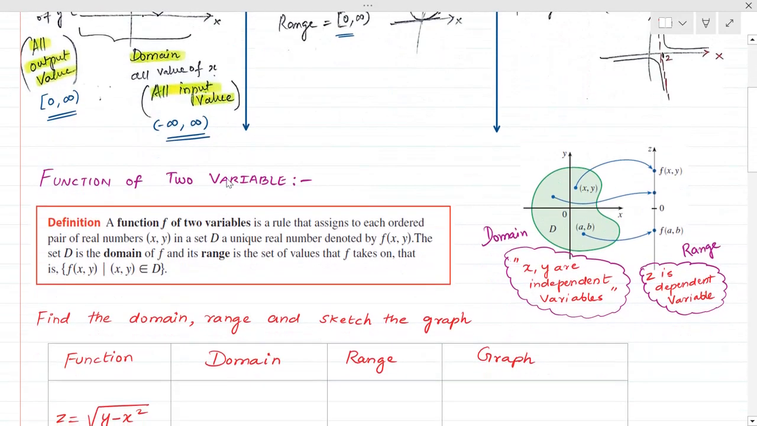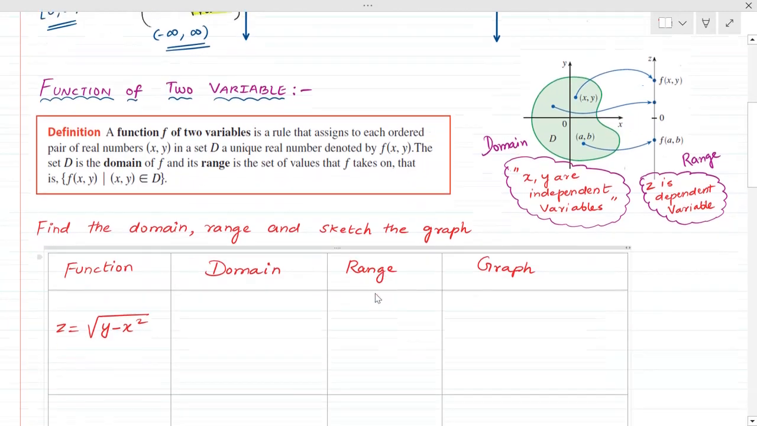Now let us go to three dimensions. Function of two variables. Here a function of two variables is an ordered pair whose domain is in two dimensions, whereas the range is the real line. The x and y are the independent variables, which form the domain in two dimensions, and the range will take values from negative infinity to positive infinity.